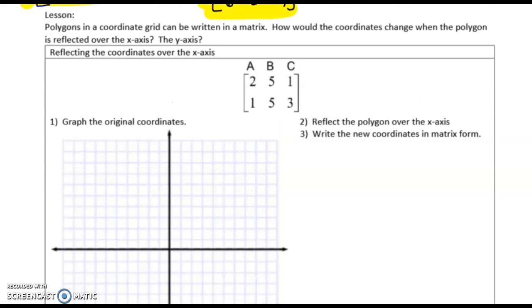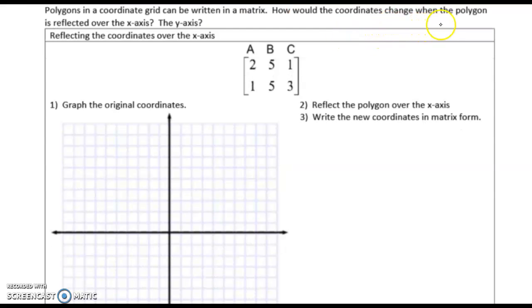All right, polygons in a coordinate grid can be written in a matrix. So we're trying to figure out today, how would the coordinates change when the polygon is reflected over the x-axis and over the y-axis? Okay, so the first row, that's going to be like our x value. The second row will be our y value. Put that over here.